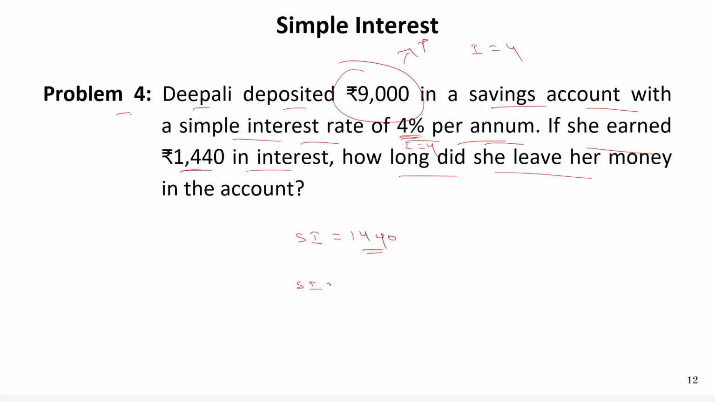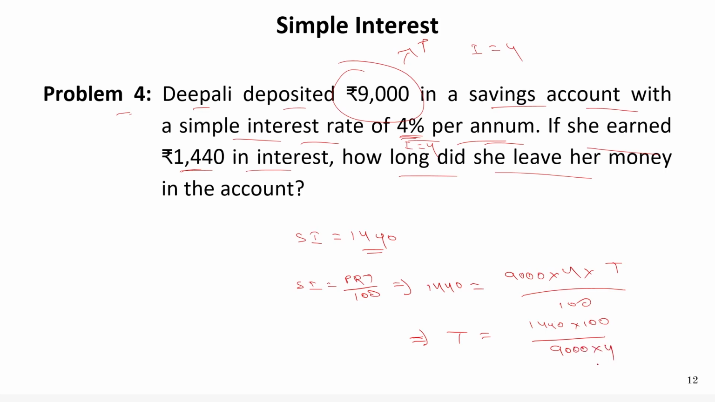So SI is equal to PRT by 100, right? So this implies that SI is given as 1440, which is equal to P is 9000 into R is 4 into T is unknown. So we assume T as the number of years, by 100, right? As we have previously done, we keep T, the unknown term, on the left hand side and all the known terms on the right hand side. So 1440 into 100 by 9000 into 4, right?